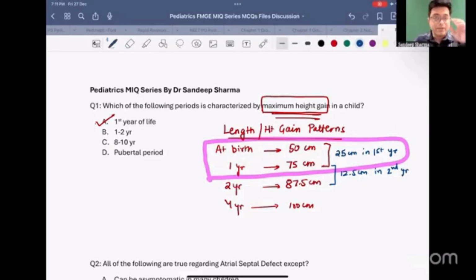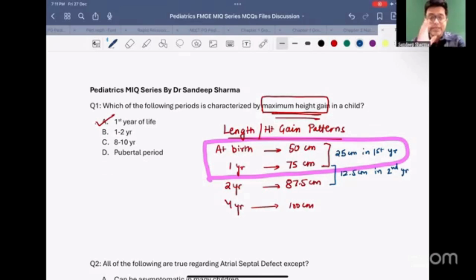Now there might be a confusion: sir, what about puberty? Yes, in puberty there is an upstroke, which we call the pubertal growth spurt. But the pubertal growth spurt is not as much as a child gains in the first year of life. And so the answer to this question is A, that is, first year of life.